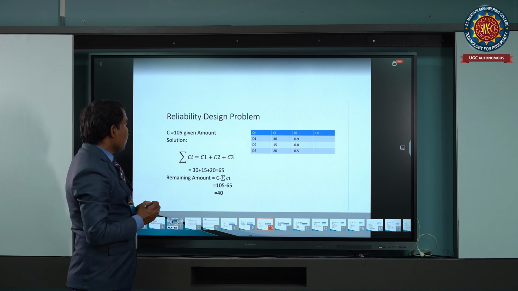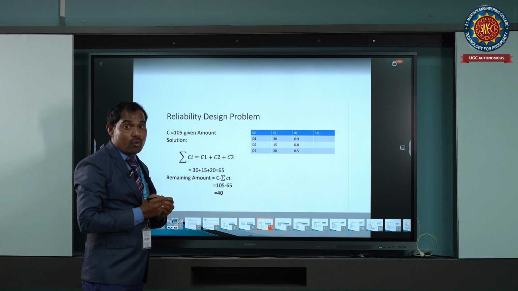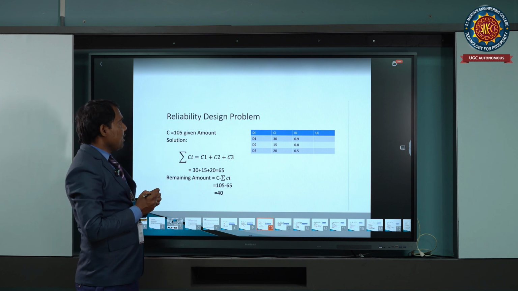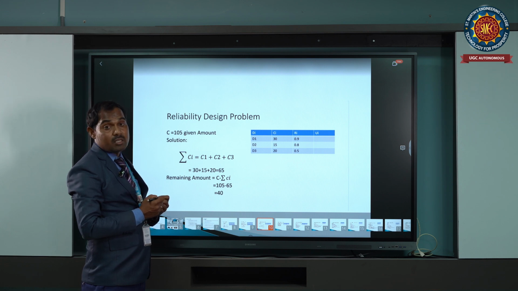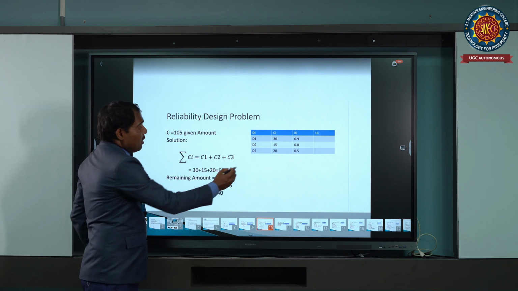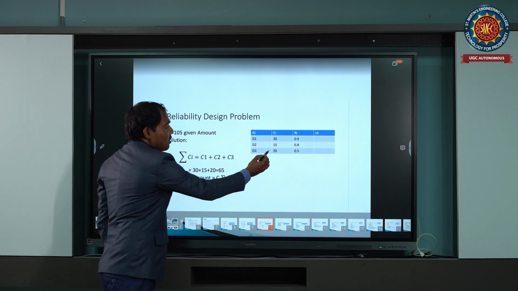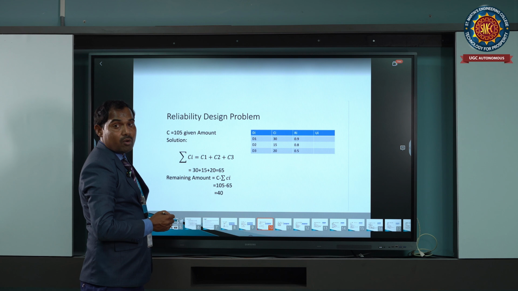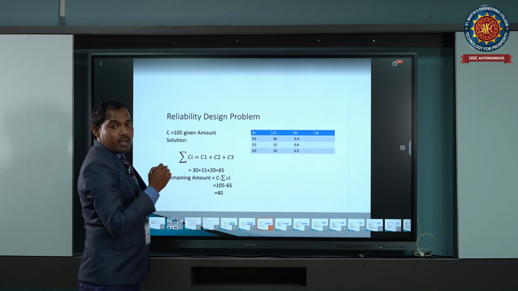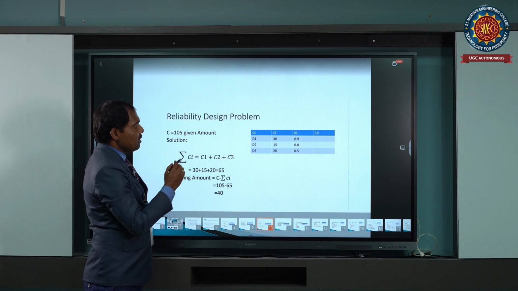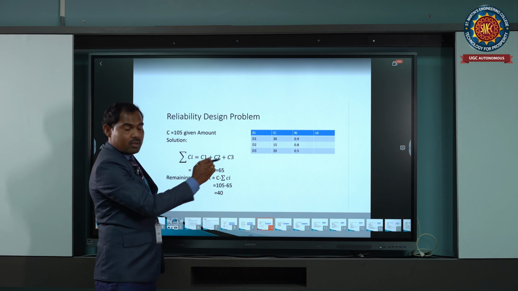Here you can see the total cost they gave is 105. Okay, and I am using device D1 whose cost is 30 rupees, device D2 cost is 15 rupees, and D3 cost is 20 rupees. Okay, so what is the reliability of these? 0.9 for the first device, 0.8 for the second device, and 0.5 for the third device.